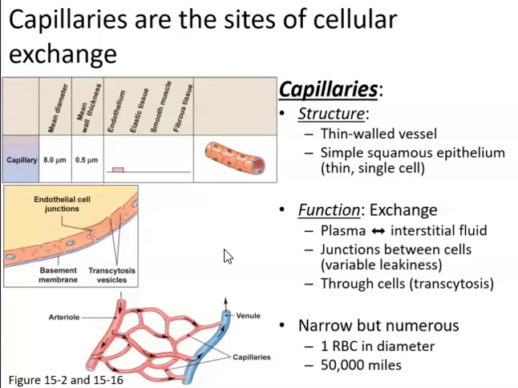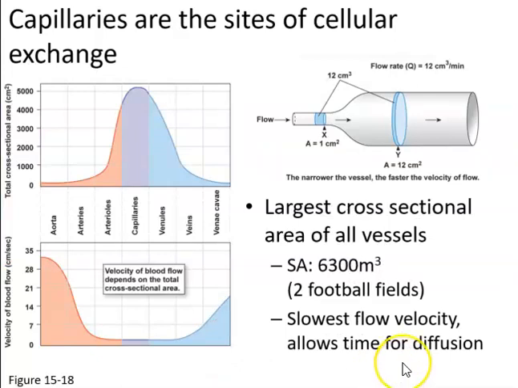However, despite being narrow, we know that we have a lot of capillaries within our bodies and can make up for about 50,000 miles of these vessels. So the capillaries have the largest cross-sectional area of all vessels.